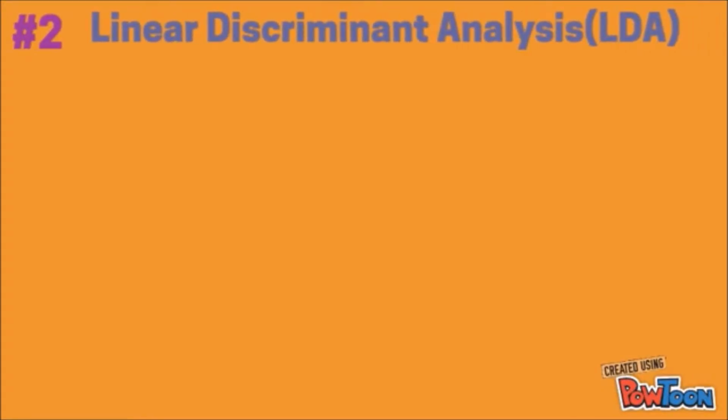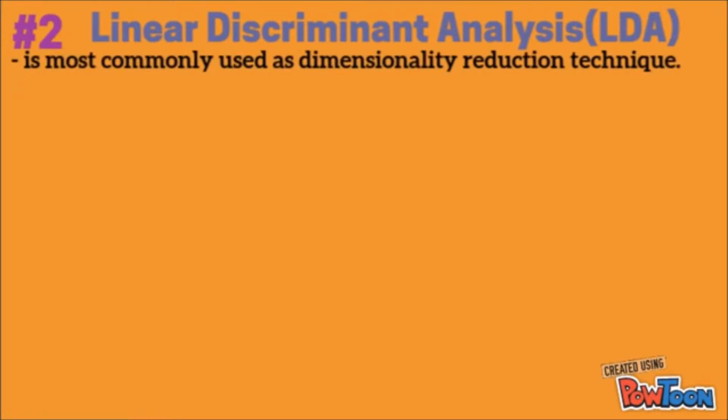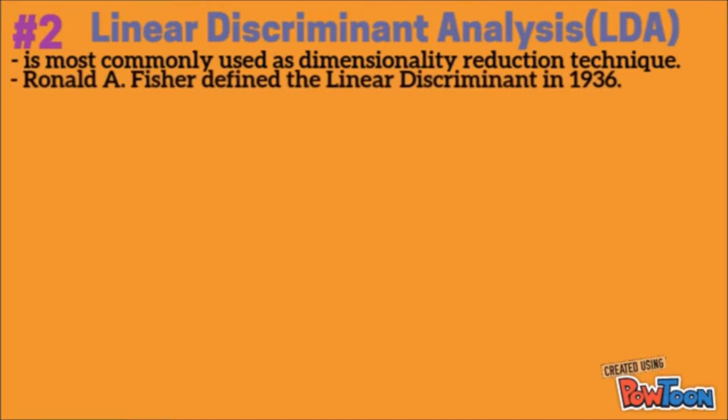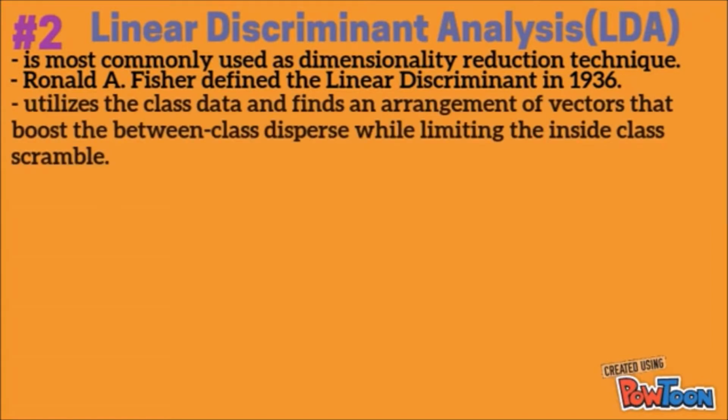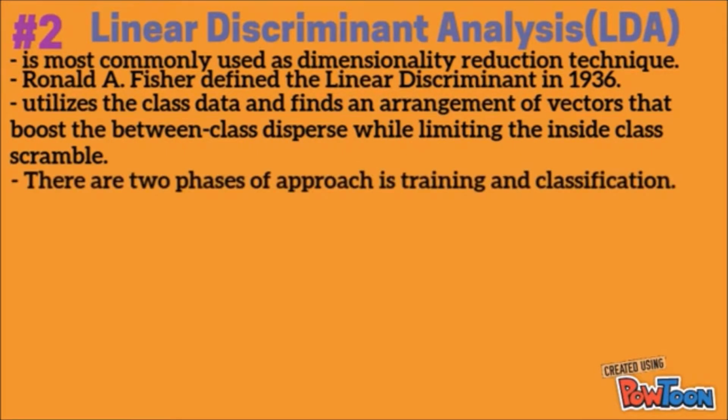Next is linear discriminant analysis, LDA. LDA is most commonly used as a dimensionality reduction technique. Ronald A. Fisher defined the linear discriminant in 1936. LDA utilizes the class data and finds an arrangement of vectors that maximize the between class scatter while limiting the within class scatter. There are two phases of approach as training and classification.